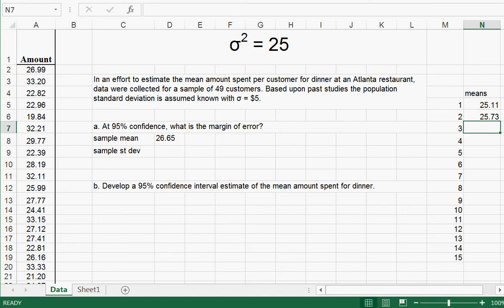Cody, what's your sample mean? 25.21. Shelby, what's your sample mean? 25.63. Nick, what's your sample mean? 25.59. Got a lot of 25s here, right? Ashley. Ashley here? Oh. 27.04. Oh, you're the wild child.